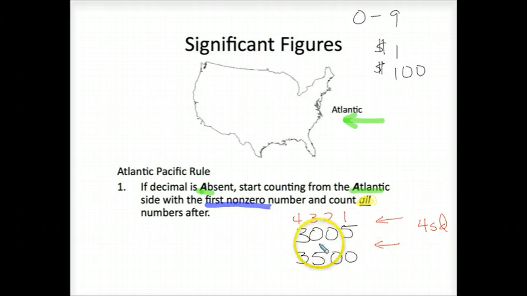Now my first non-zero number is here. I'm going to count everything after, and now this one has 2 significant digits. Okay, that's all there is to it.